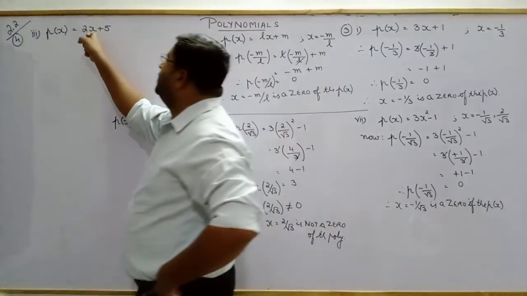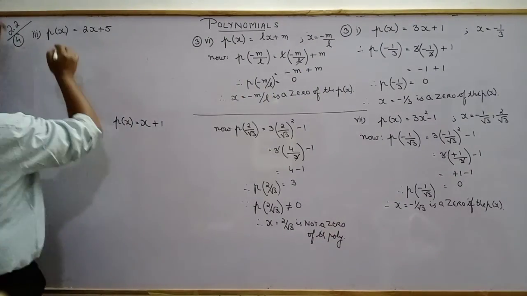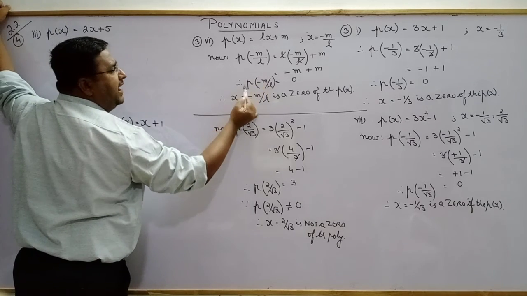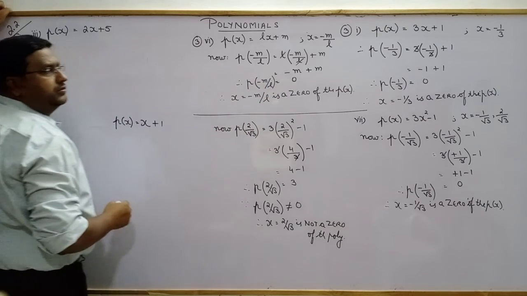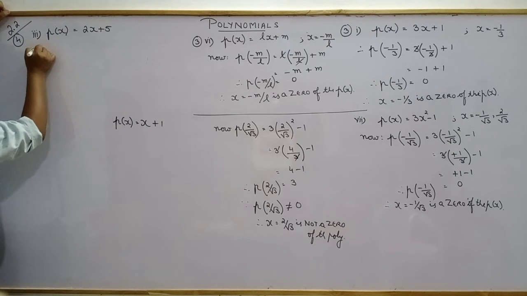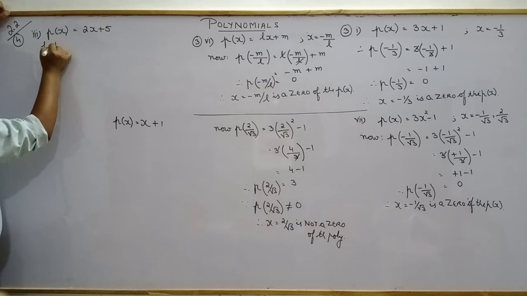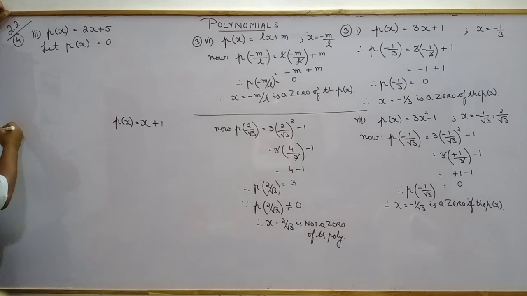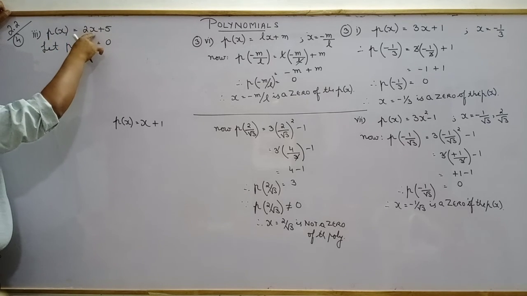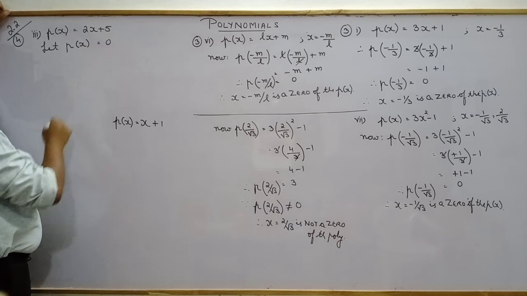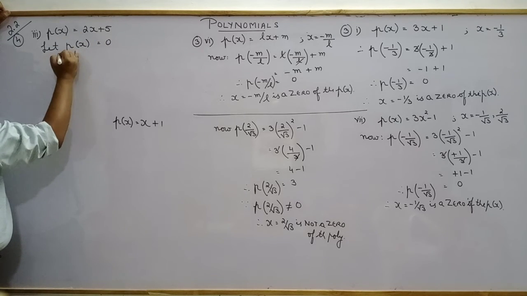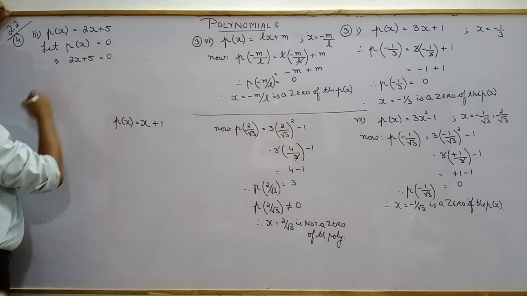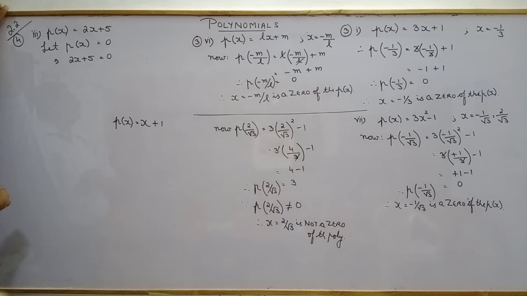Same over here. To find the 0, this value has to become what? 0. You can see over here. This value has to become what? 0. Right? So, let P of x be equal to 0, because we know for finding the 0, the remainder has to come out 0. So, P of x is equal to 0. What is the value of P of x? 2x plus 5 is equal to 0. Can we do the transposition and find the value of x?